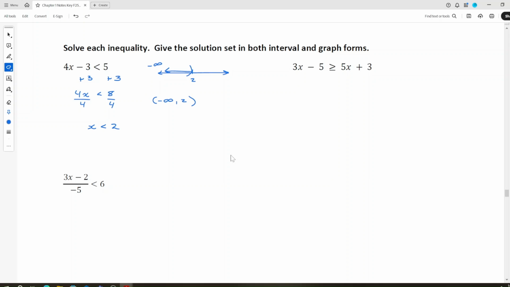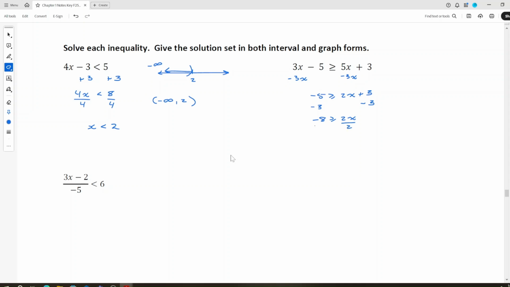So for example, if I solve this question by minusing 3x, I end up with negative 5 is greater than or equal to 2x plus 3. I'm going to minus 3 from each side. I get negative 8 is greater than or equal to 2x.